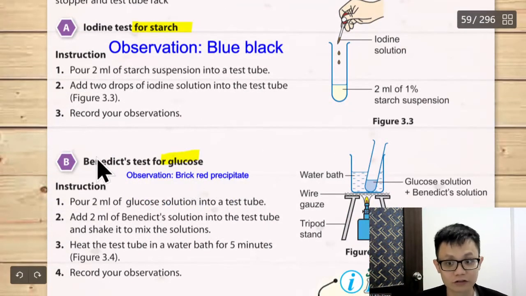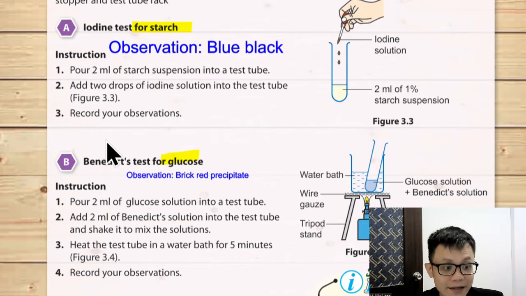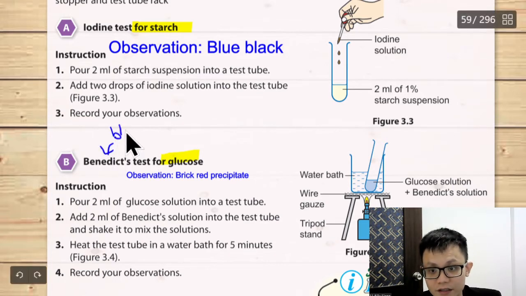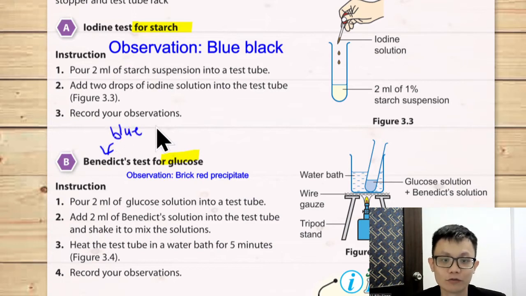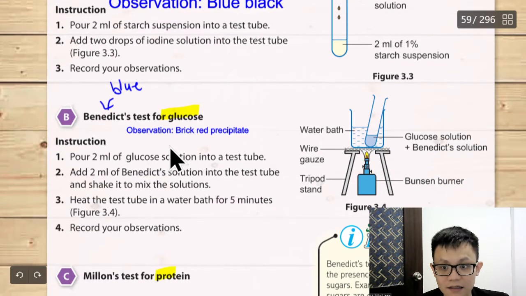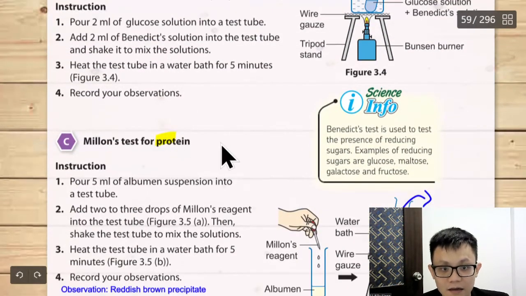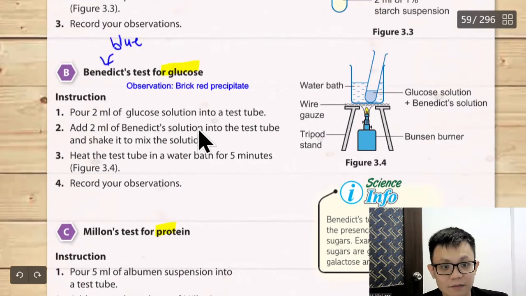For glucose, you need to use the Benedict test. Benedict solution is a blue solution, and it will turn to a brick red precipitate. In case the question asks, blue will turn to a brick red precipitate. And next one, we can see the Millon test. A few more questions they can ask before I go through.